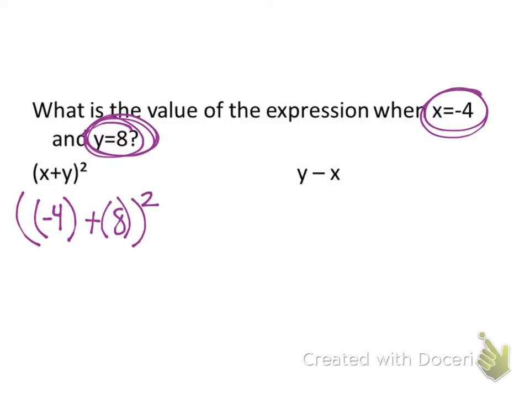What am I going to do? Negative 4 plus 8, because they're in parentheses. So simplify the parentheses before you do the exponents. What's negative 4 plus 8? Positive 4. The signs are different. Subtract the numbers, keep the sign. What is positive 4 squared? 16. Very good.